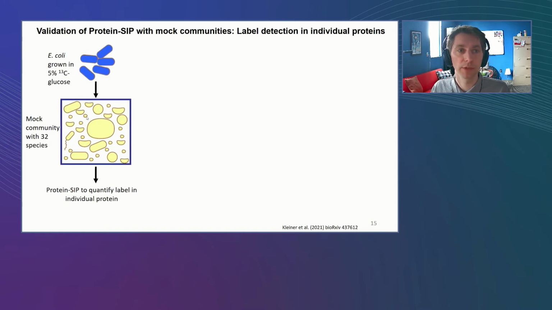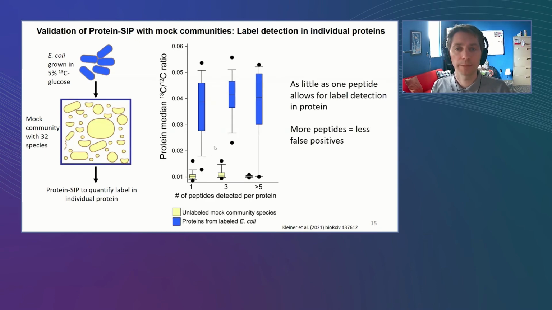So that really allowed us to see if we can detect these Escherichia coli proteins within this mock community as labeled, and also if this causes any kind of interference between the labeled and the unlabeled cells in the mass spectra, which could lead to false positive detection of label incorporation. And so to this mixture, we then again applied protein stable isotope probing. And now this is the data from this particular experiment.